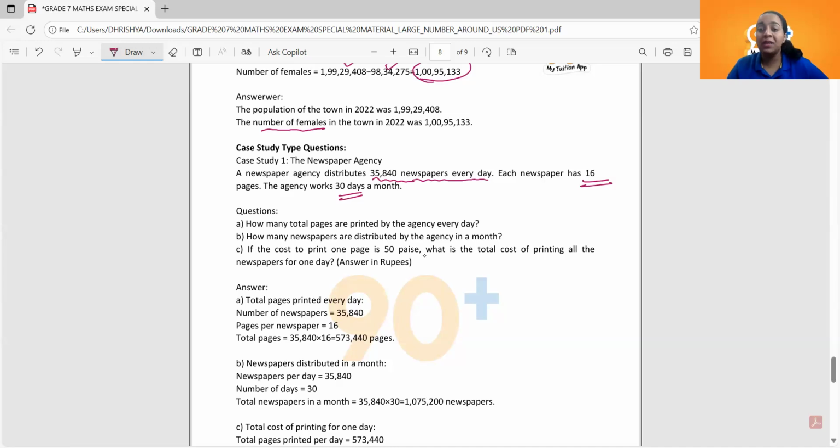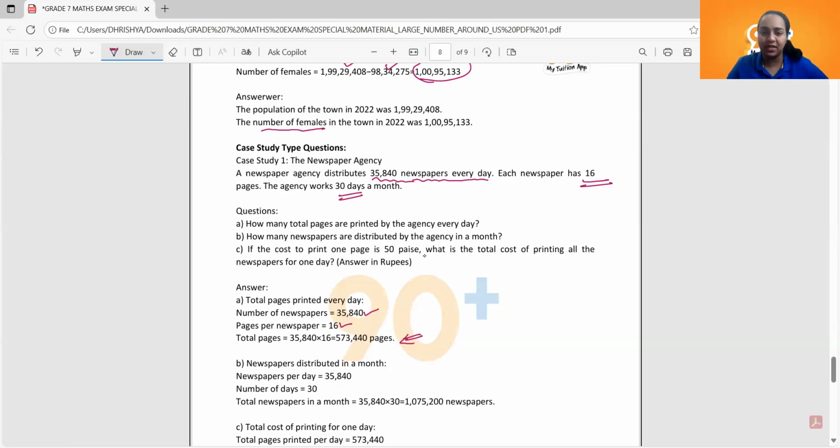So how many papers is it printing? 35,840. One paper has how many pages? 16. So the total number of pages will be the number of papers times the pages in a newspaper. That will be 35,840 into 16, which will be 5,73,440. Okay, that is the answer.